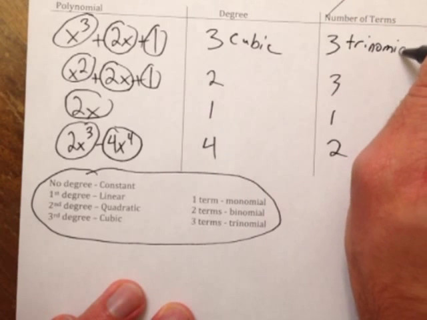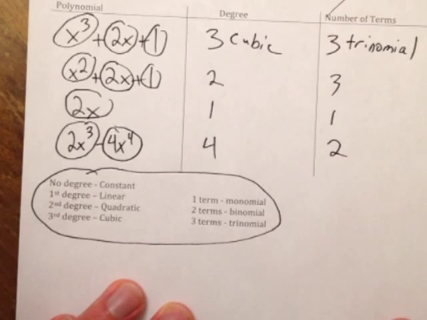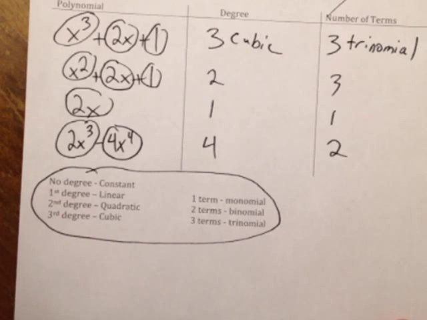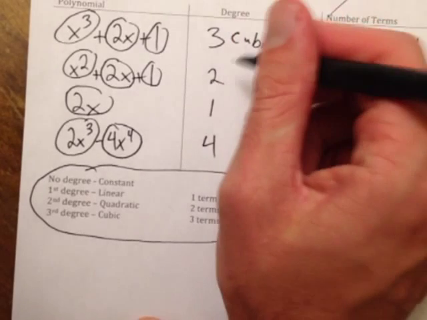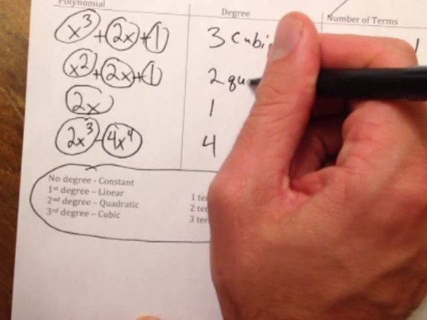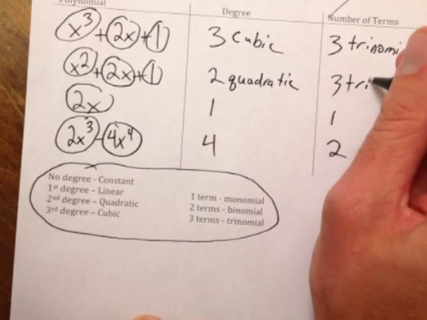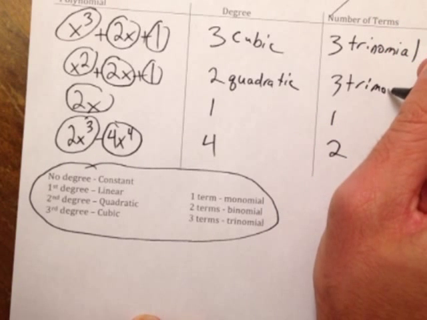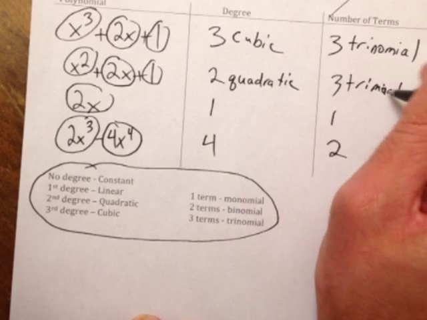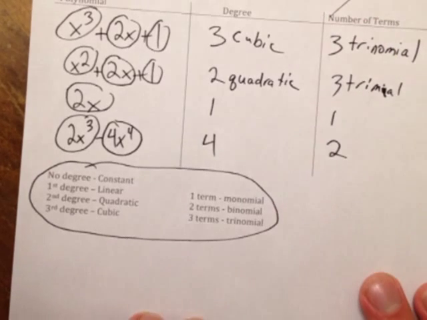Cubic would mean that it was third degree, and trinomial would mean it would have 3 terms. I could do the same thing. This is one you're going to hear often. Second one is a quadratic trinomial. You can go ahead and label the other two.